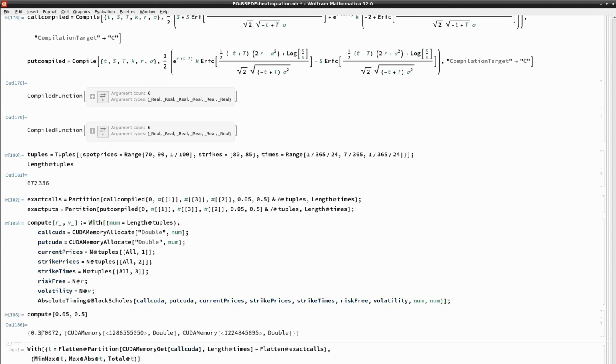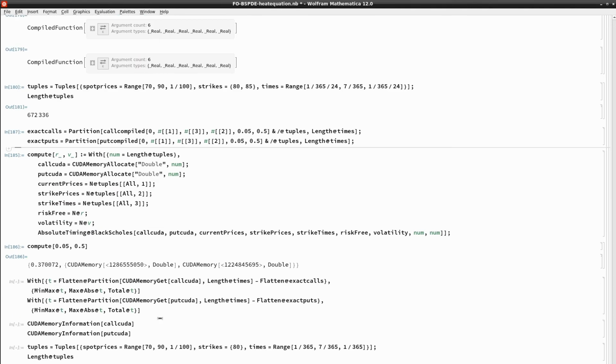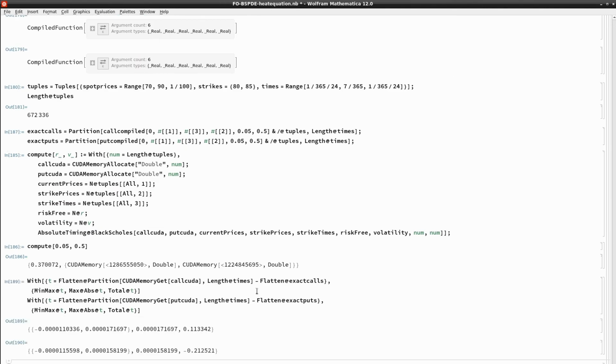And it took us 370 milliseconds to compute these 1.3 million options, right? 370 milliseconds, much faster than what it took us here to compute them with our C compiled version. And in the next cell, I simply look at the differences, right? So I'm subtracting the Flatten of the exact calls and the Flatten of the exact puts.